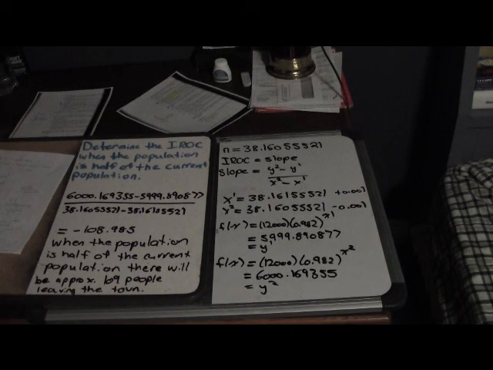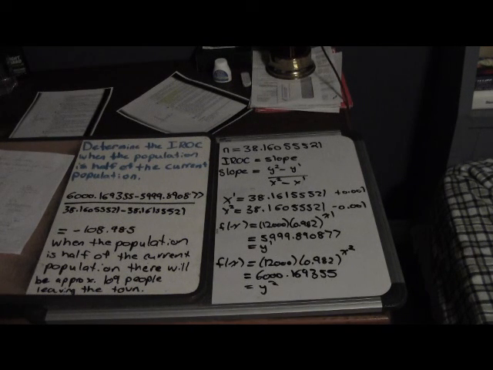108.985. Now once again, you want to make sure that your answer is a negative. If your answer is not a negative, that means that your population is in fact increasing, which is what we do not want. You want to make sure your population is decreasing at all times during this question, because that was the information we were given at the beginning. So now once again, we have our final answer of negative 108.985. So that means that our IROC is negative 108.985 when the population is half of the current population.